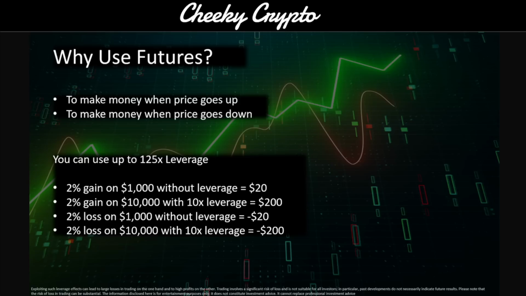Now, again, if you had a 2% loss on $1,000 without any leverage, you lost $20, right? -20. However, if you lose 2% on a 10x leverage position, you're losing $200. So all of a sudden, you can see that this illustrates the ability to multiply your gains, but also multiply your losses. So using leverage is incredibly high risk because if you do not know what you're doing, it can allow you to lose a lot of your account funds very, very quickly.